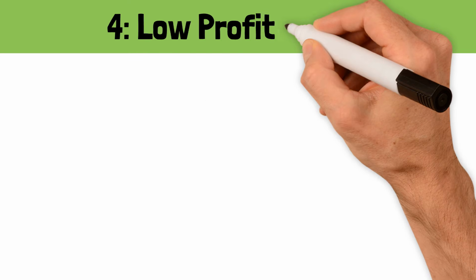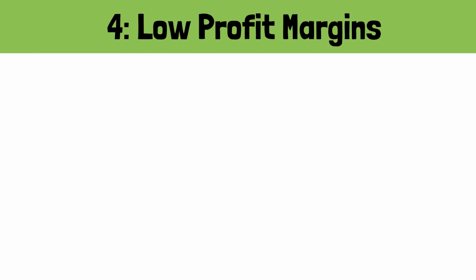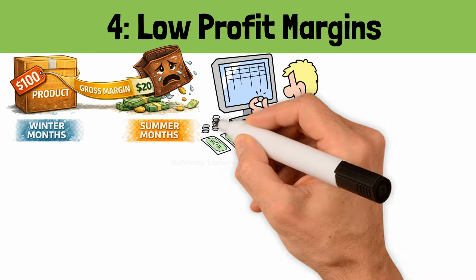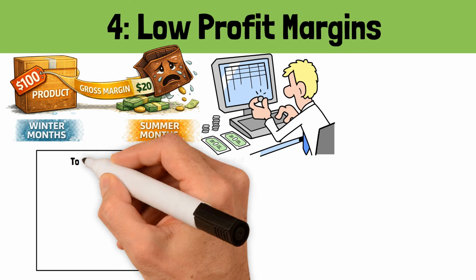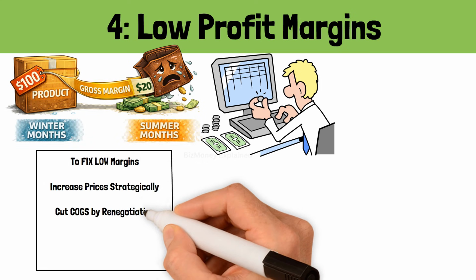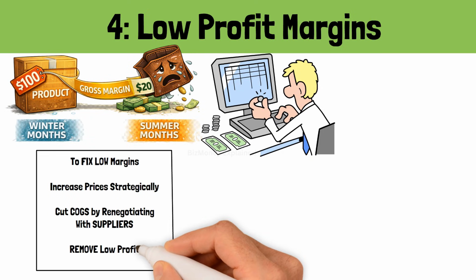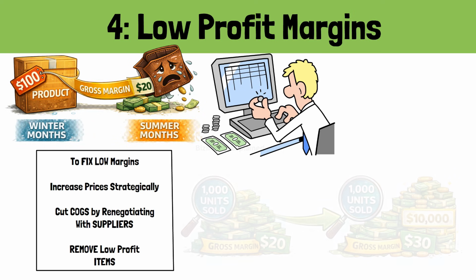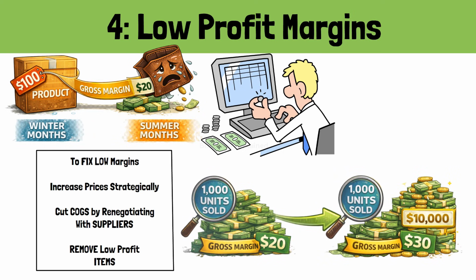Problem number 4, low profit margins. If you sell something for $100 but your gross margin is only $20, your cash flow will always feel tight. To fix low margins, increase prices strategically, cut cost of goods sold by renegotiating with suppliers, or remove low-profit items. Even increasing margin from $20 to $30 per unit changes survival math over 1,000 units. That's a $10,000 difference in available cash.